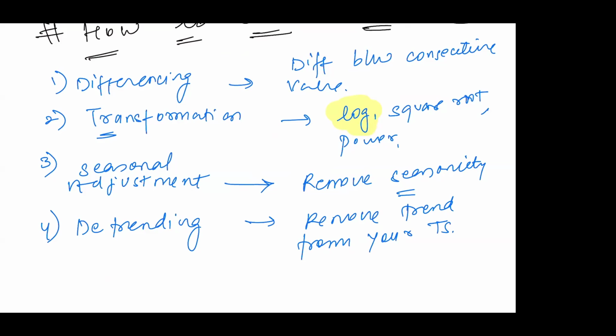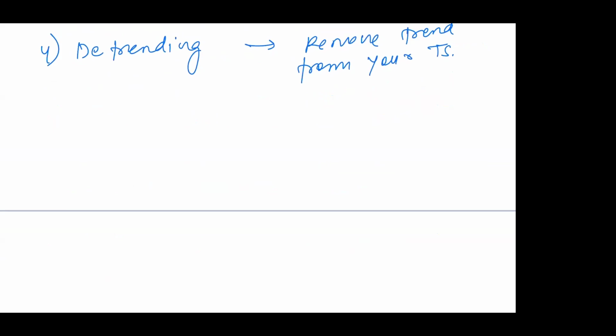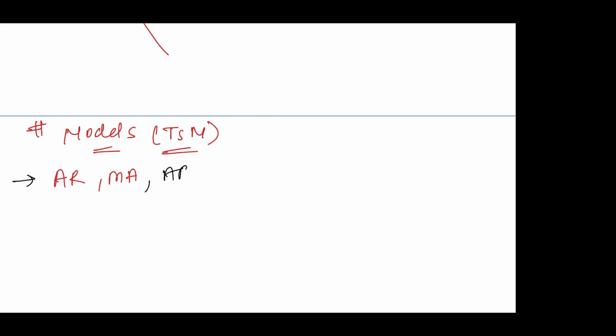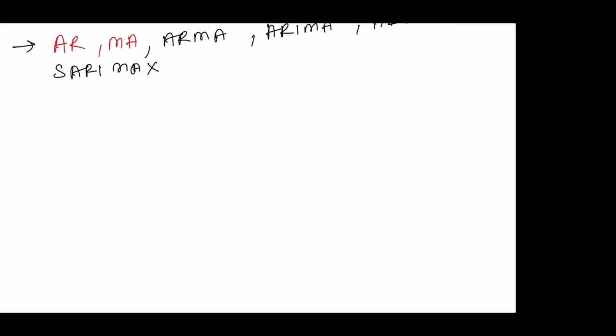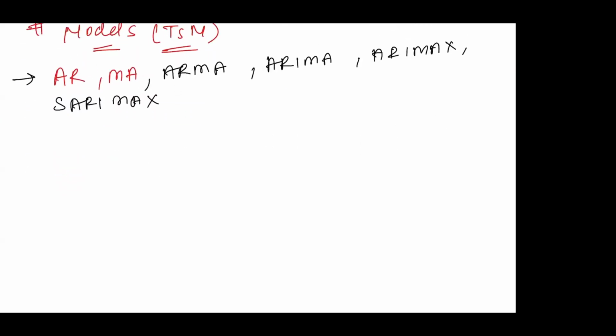Okay, so moving on to models, we have autoregressive, moving average. These all are time series models: autoregressive, moving average, ARMA, ARIMA, ARIMAX, SARIMAX. So let's cover them one by one. Let's start with the AR model. AR, as the name represents, is autoregressive.